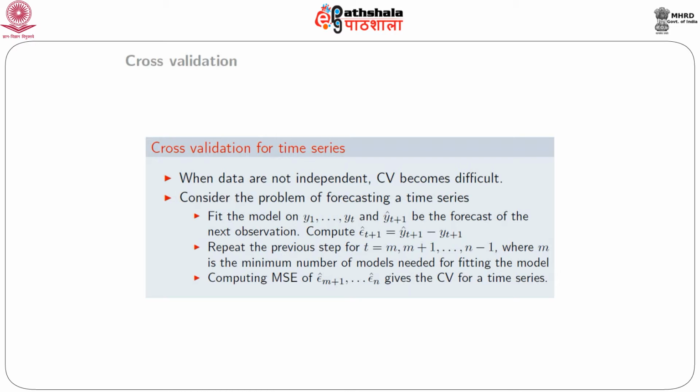We compute ε hat_{t+1}, which is y_{t+1} minus ŷ_{t+1}, for the forecast. Now, we repeat this, changing t from m to n minus 1, where m is the minimum number of observations needed for fitting the model, and then we have ε hat_{m+1} to ε hat_n, and we can compute the MAE, which would give the CV in case of time series.